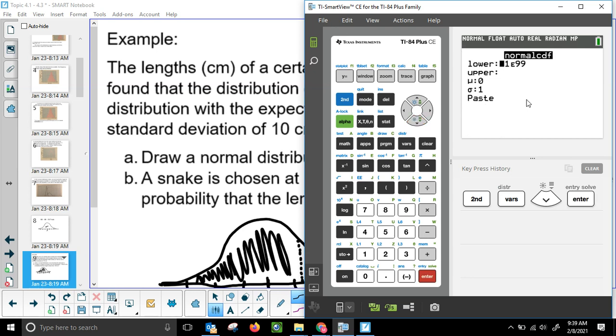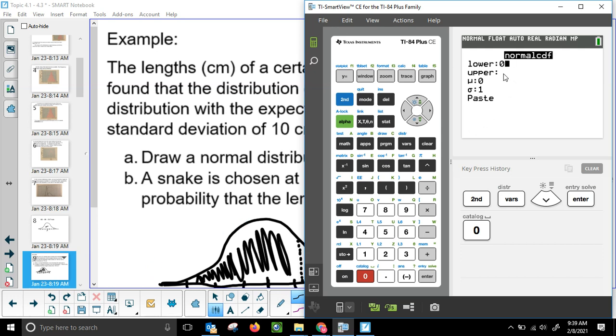Now, the lower bound is basically some number way out here to the left of whatever area we're looking for. Obviously, this was like 95, so we could go anything significantly less than 95. Of course, you can also just think about it realistically: what's the shortest a snake could actually be? Well, I'm just going to put 0. Obviously, you can't have a 0 centimeter snake, but you certainly can't have negatives.